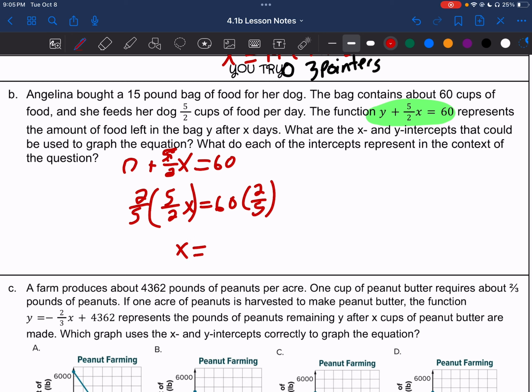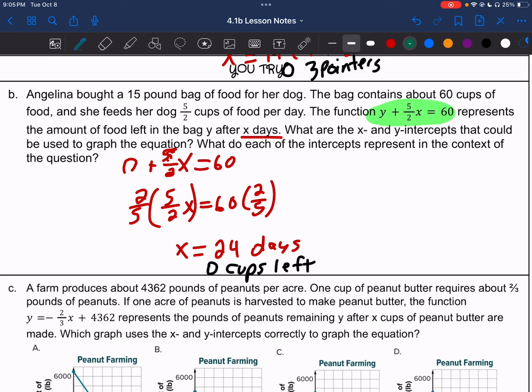And when we do that, we get x is equal to 24. And what are we measuring x in? X is measured in days. All right, so at x equals 24 days, we know there are going to be 0 cups left. So there is no food left in the bag for the poor dog after 24 days of feeding.